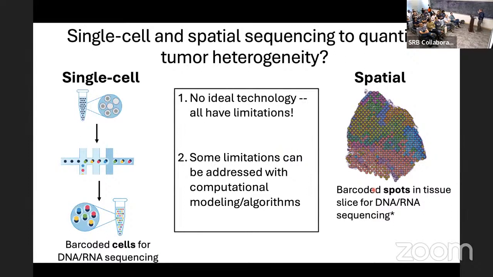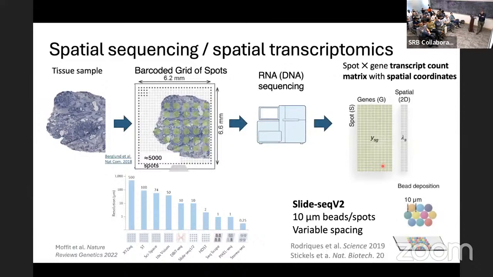So we can barcode these individual spots. Now, this is a really fast-moving technological field. There's a bunch of different technologies for doing spatial sequencing. The ones I'm going to talk about are not the imaging-based ones, but the ones that are based on sequencing, right? The way these technologies work is that you barcode not individual dissociated cells, but locations on a 2D tissue slice. And then you can sequence those barcoded spots with DNA or RNA sequencing.